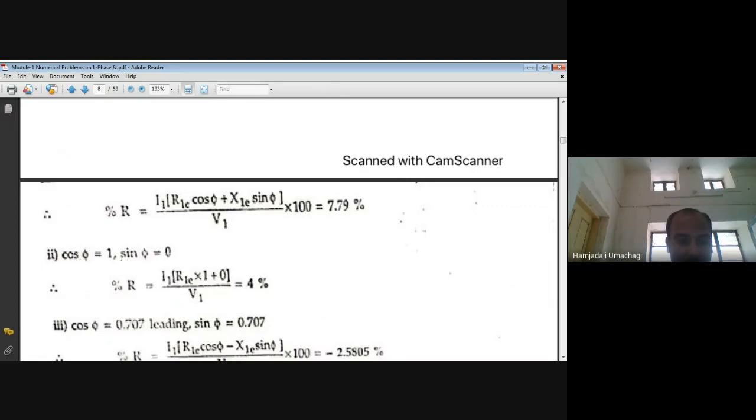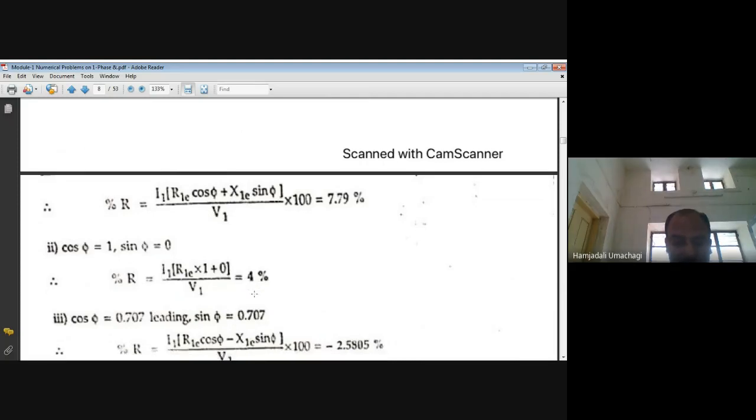Similarly, calculate regulation for UPF. UPF means cos phi will be 1 and sin phi will be 0. It means that sine of cos inverse of 1 is 0. Then we make use of the same formula. Substitute the value of I1. R1E is 8. Cos phi is 1, whereas sin phi is 0, so the whole reactance term becomes 0 and V1 is 2000. Then multiply it with 100. Then the answer for this will be 4%.